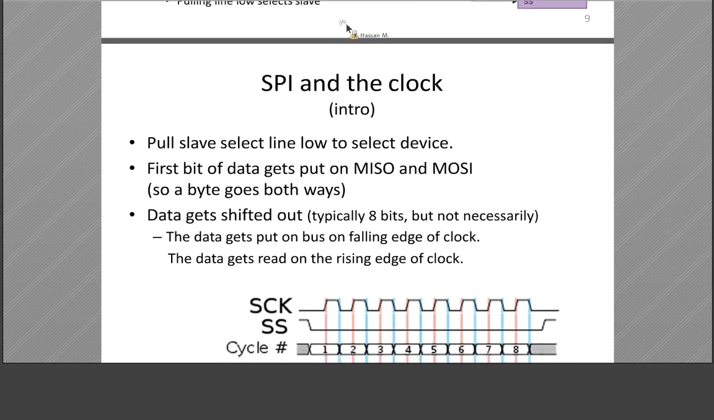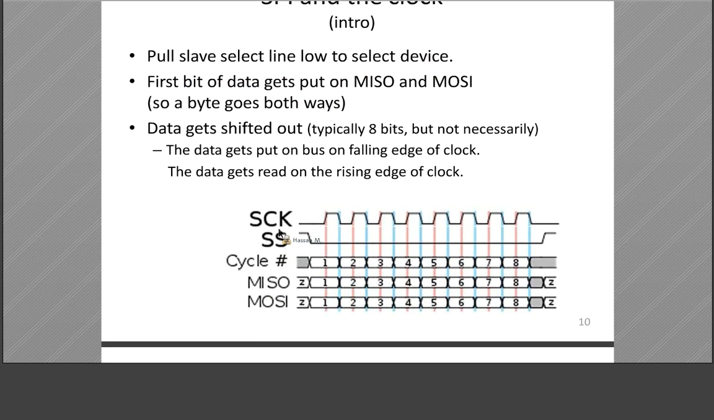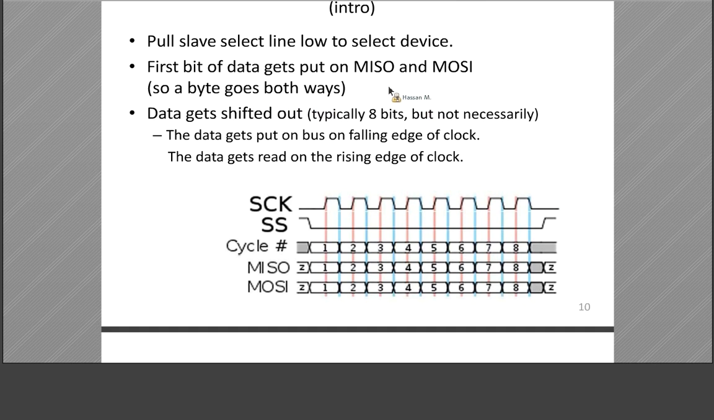That's right. SPI and the clock. Pull a slave select line low to select a device. That's it, it works as chip select here. A slave select is as chip select for a slave. Okay. The first bit of data gets put on MISO and MOSI: MOSI from master, MISO from a slave. That's right. It goes, for example, in full duplex, so a byte goes both ways, from master to a slave, or from a slave to master.